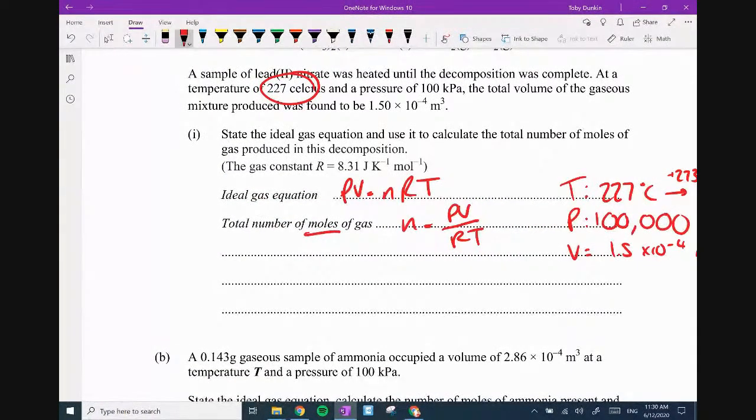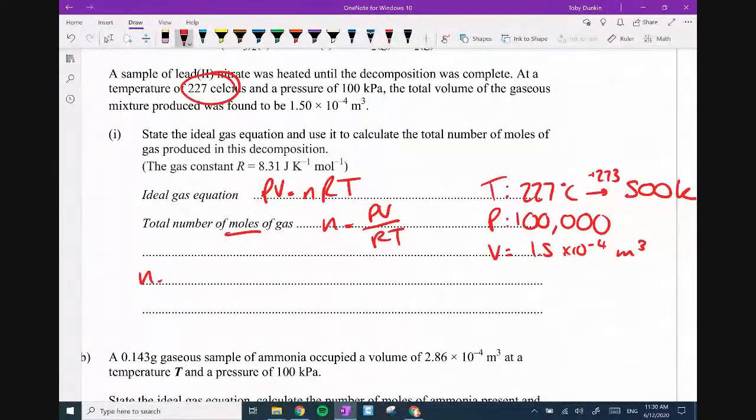So number of moles equals 100,000 multiplied by the volume, 1.5 times 10 to the minus 4, all over 8.31 multiplied by the temperature, which is 500. 100,000, count them on my calculator, multiplied by 1.5 exponential minus 4, divided by brackets, 8.31 multiplied by 500. And I get an answer of moles of 3.61 times 10 to the minus 3 moles. We're done. I like it.